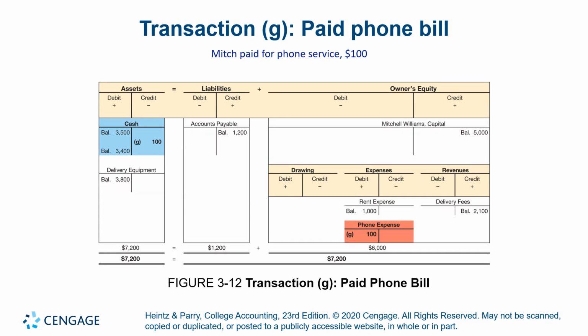In transaction G, Mitch pays for phone service in the amount of $100. So first and foremost, I'm going to say goodbye to some of my cash. So I'm going to subtract it over here on the credit side for $100. So my new cash balance is $3,400. And then I know that phone service is an expense. So here I have expenses, rent expense, and I have a new T account for phone expense, and that's going to increase on the debit or left side here.